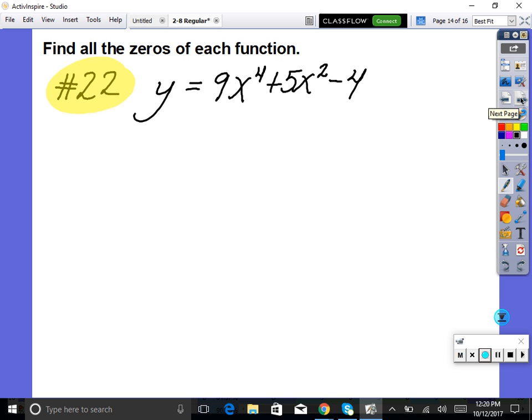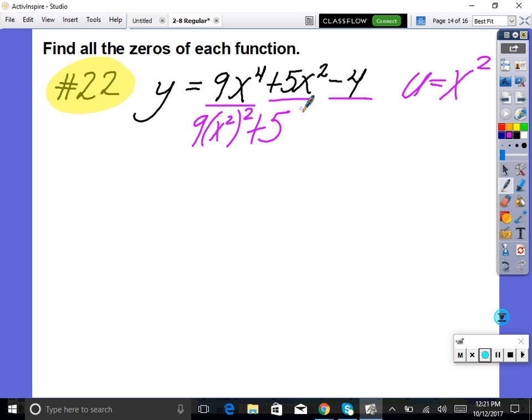22. What method should I use here? I could use P over Q, but it's easier to do it another way. The most appropriate method would be saying, oh, this is quadratic in form. I'm going to factor this by U substitution. So let U equal x squared. This is really 9x squared squared plus 5x squared minus 4. Now look, x squared, we can replace with the U. So 9u squared plus 5u minus 4.